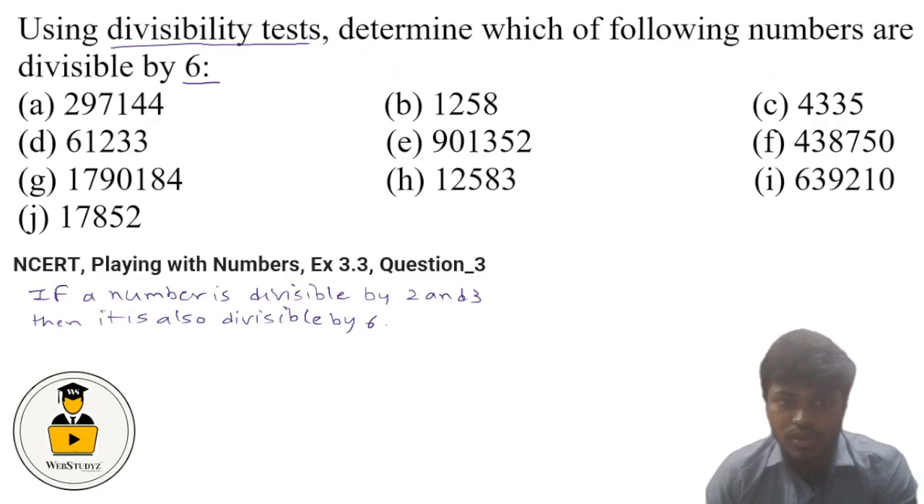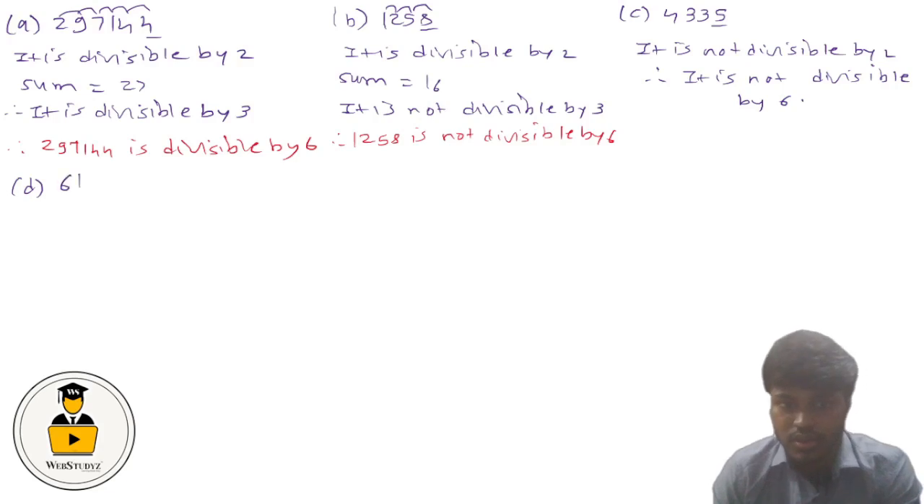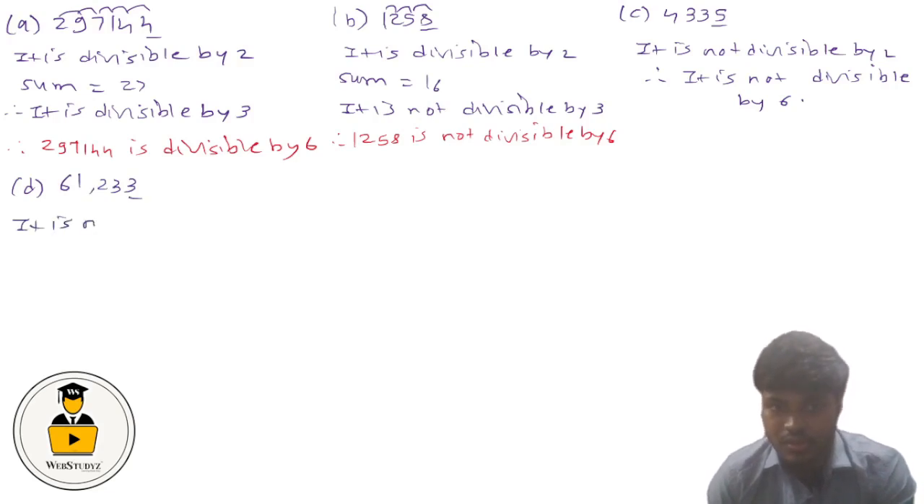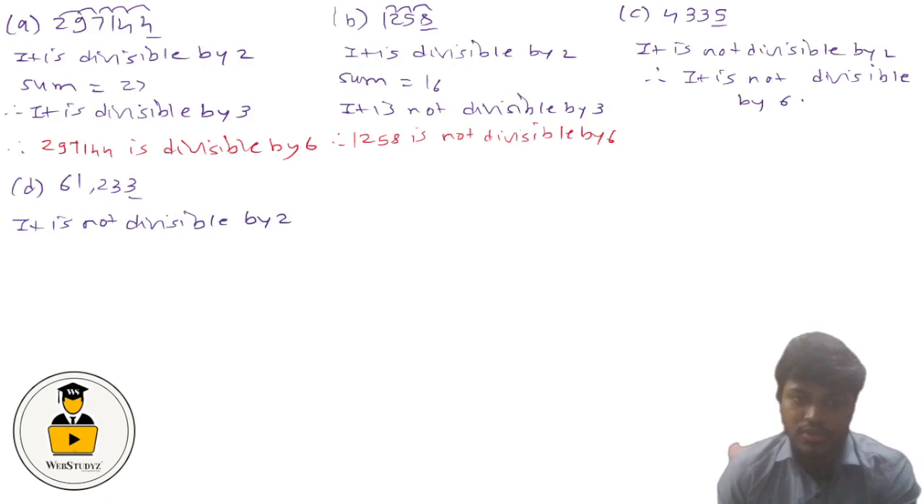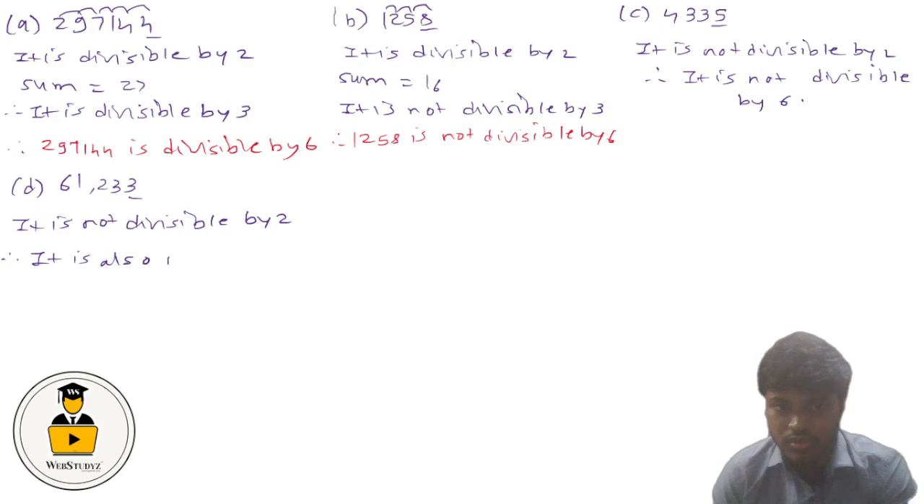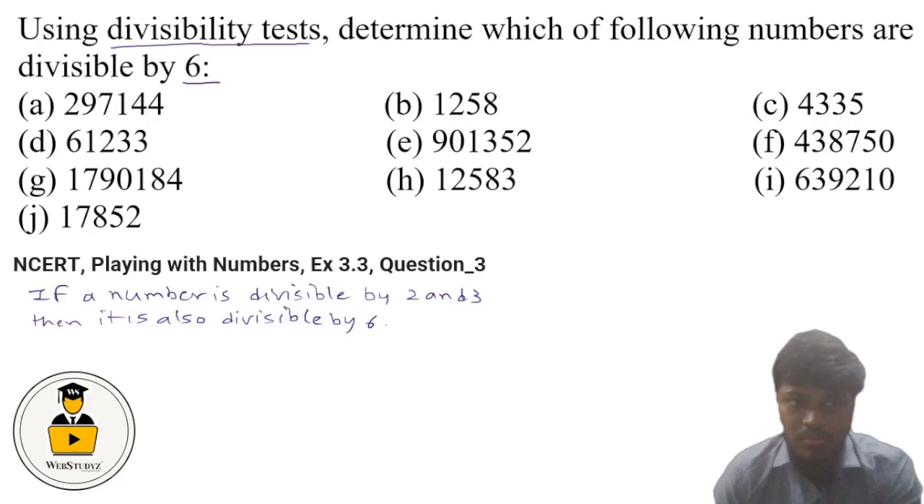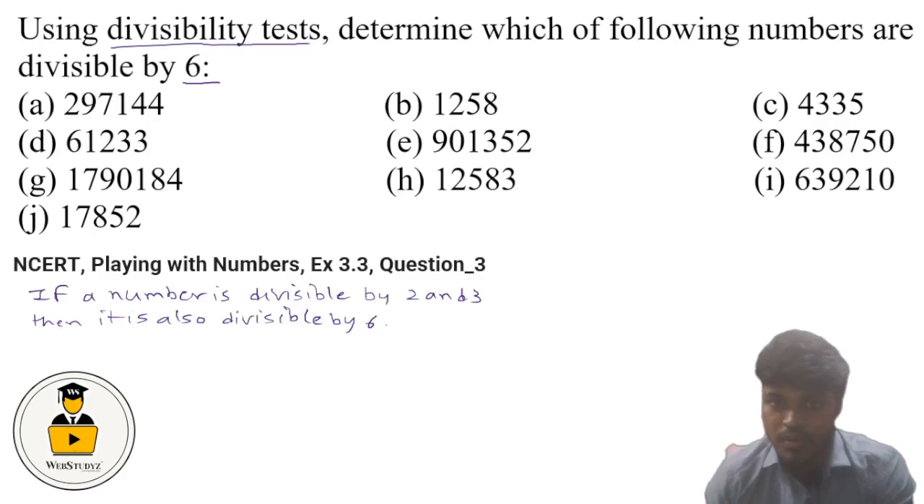Now let us consider the next example. We have 61,233. Since the last digit is 3 here, we can say that it is not divisible by 2. And since it is not divisible by 2, we can say that it is also not divisible by 6.